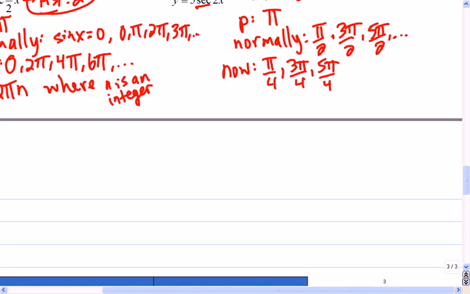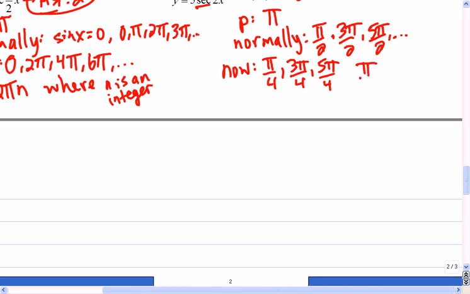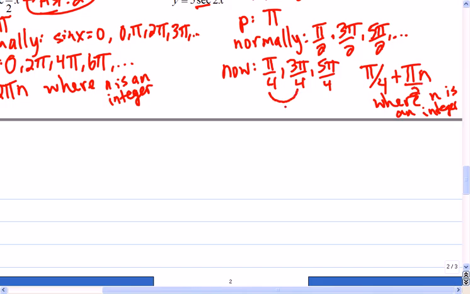Yeah, pi over 2. So I could write this down as pi over 4 plus pi over 2 n. Oh, sorry, it's pi over 2 then, right? Yeah, okay, so that's easy to fix. Yeah, so each one of these here moves over by pi over 2.